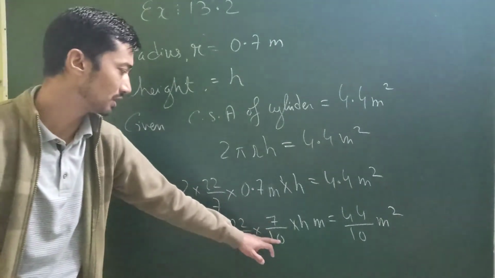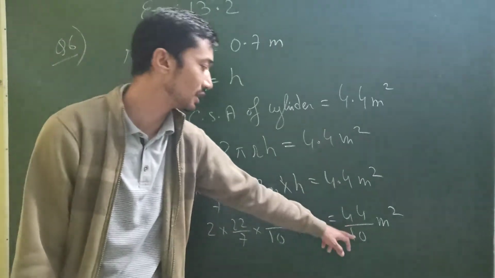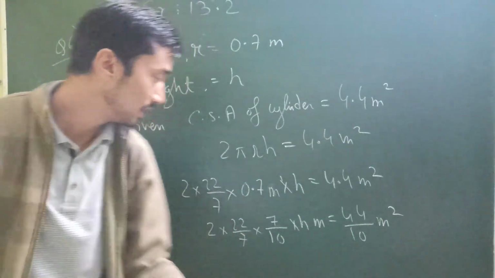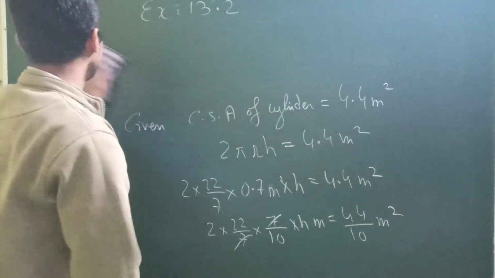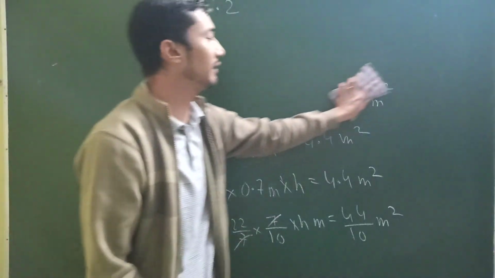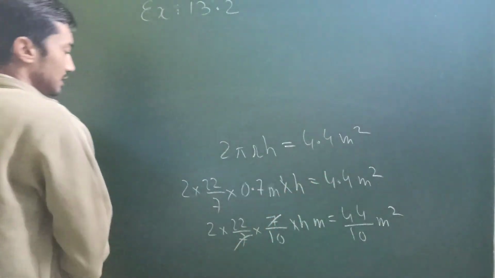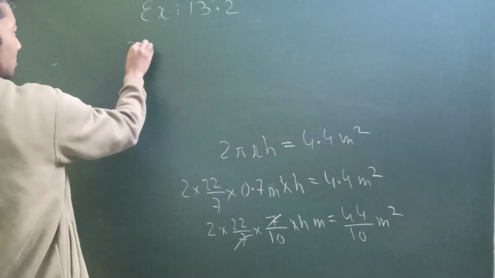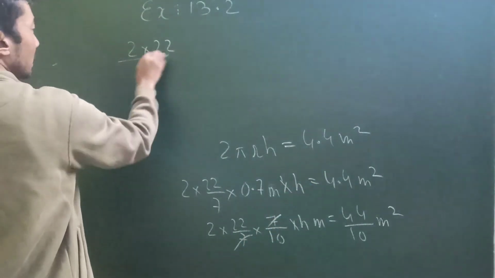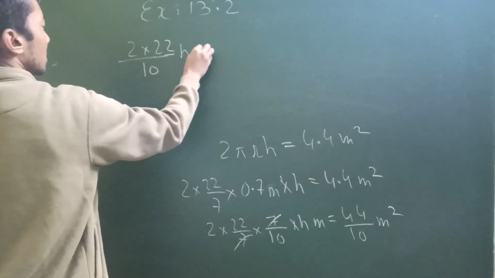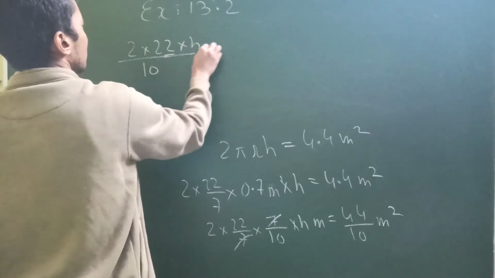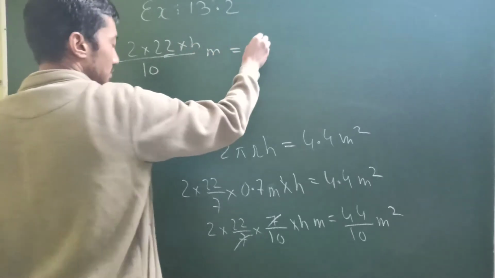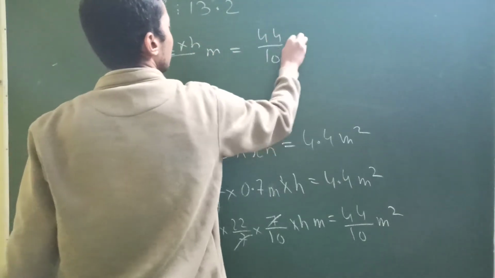No, one decimal comes 0, one here also one decimal goes 0. So 7 and 7 I'll cancel. Don't cancel that 10. I know 2 5s are 10. Very tempting. Wait. So that's 2 into 22 by 10 into h meter is equal to 44 by 10 meters square.